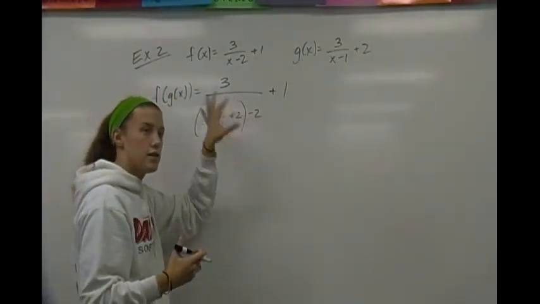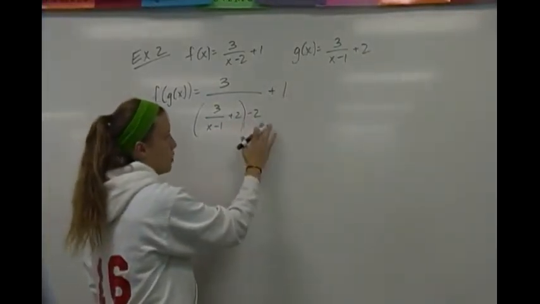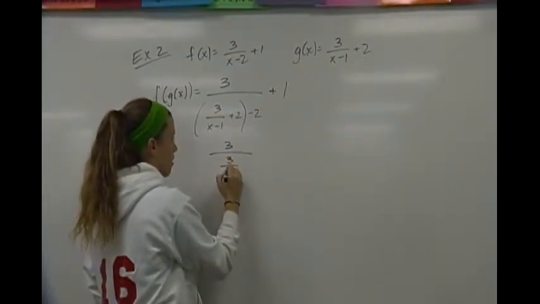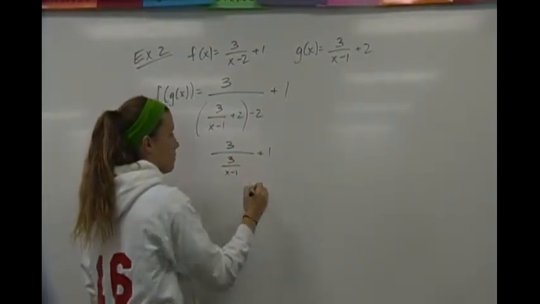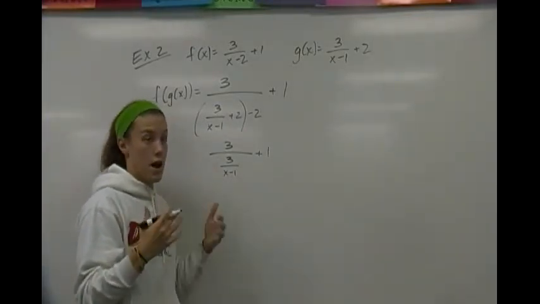So the first thing I see is this crazy denominator. I'm going to deal with that. I'm going to cancel these 2's. 2 plus 2 minus 2 goes away. So I have 3 over x minus 1, plus 1. So now I have a fraction over a fraction, or something that I can try to simplify.